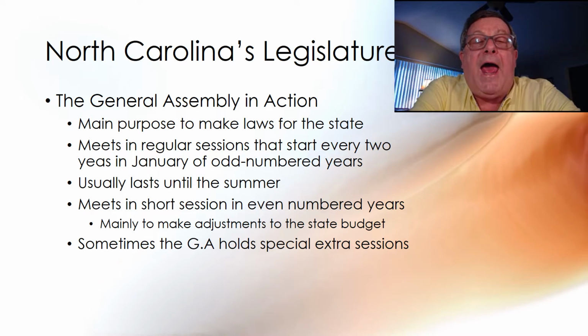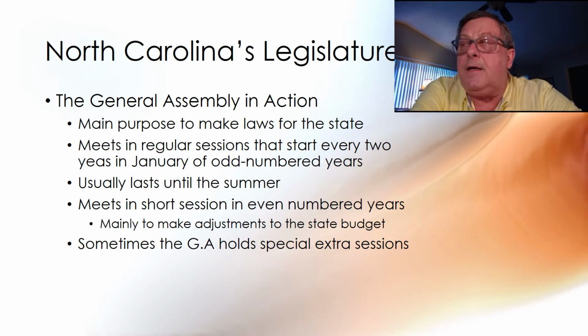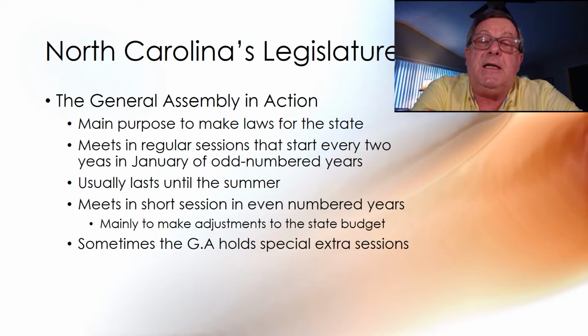Now, let's take a look at what happens there in the General Assembly. Of course, again, its main purpose is to make laws for the state. It meets in regular sessions that start every 2 years in January on odd-numbered years. So at the time that I'm shooting this video, we've just had an election in the year 2016, an even-numbered year. And so the regular session of this particular General Assembly started in January of 2017, and they will be meeting usually until sometime about midsummer.